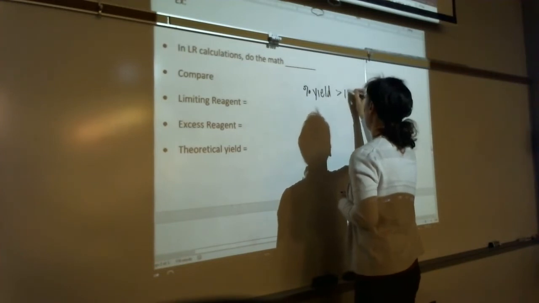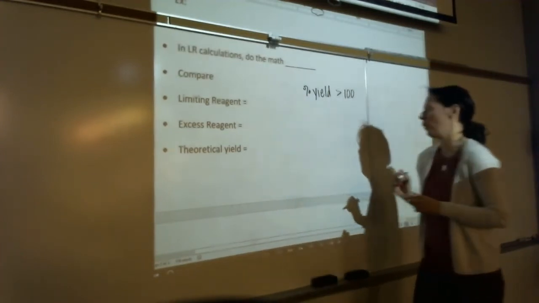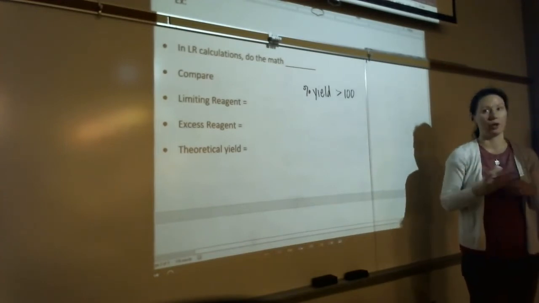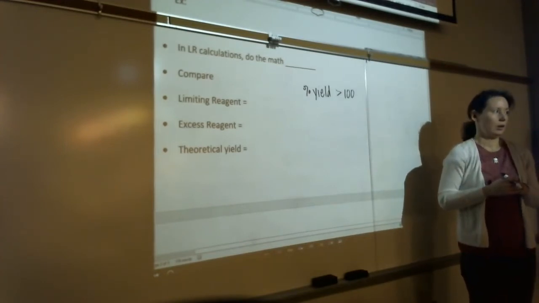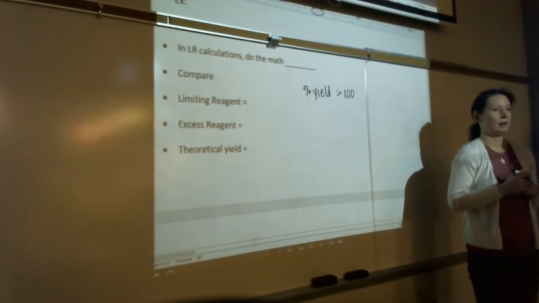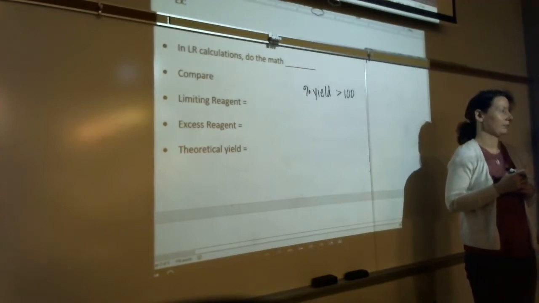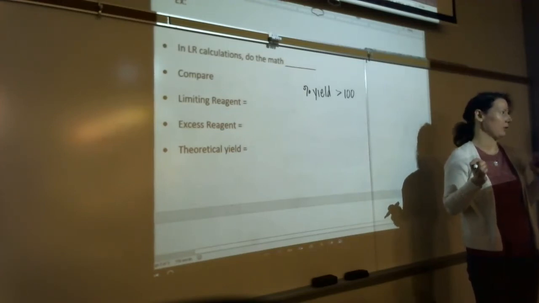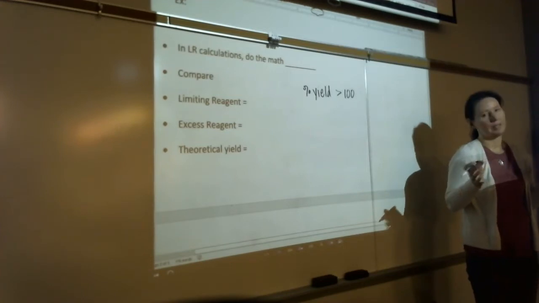So just FYI, if your percent yield is greater than 100, what are some mistakes that you could make that would cause you to have a yield over 100? What's something that would cause your yield to be too high? Anyone have any thoughts on what can make your yield be too high? There's one really easy one that may come right to mind if you think about some of the experiments we've done so far.